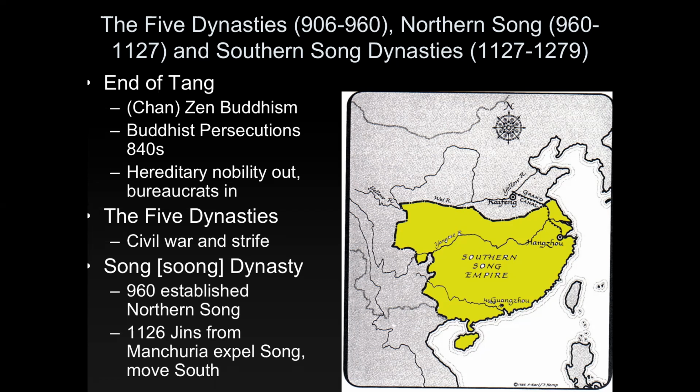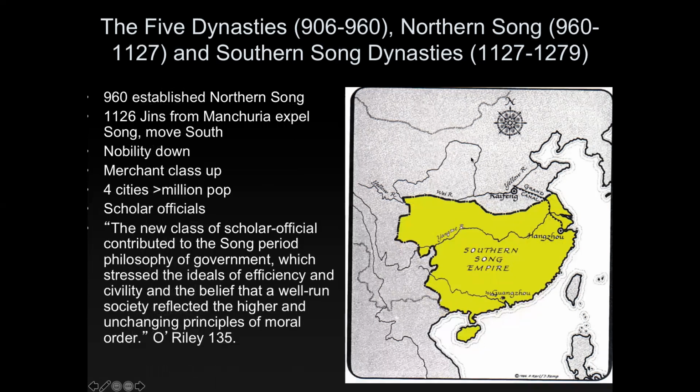The northern Song was established, and then on the map, we have the southern Song Empire. So in 1126, the Jin from Manchuria expel the Song, and they move south. So nobility, again, are losing power. The merchant class, the people that are selling, get more power. By this time, there are 4 cities with more than 1 million in population, which is probably at least 3 more than any other polity in the entire world at this time.